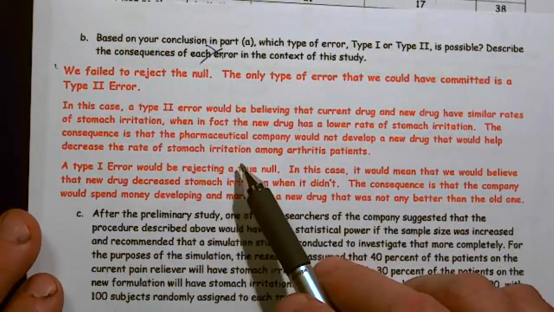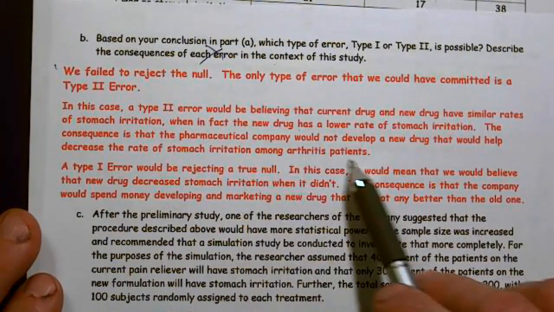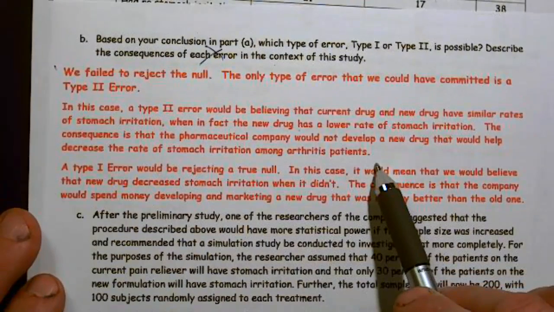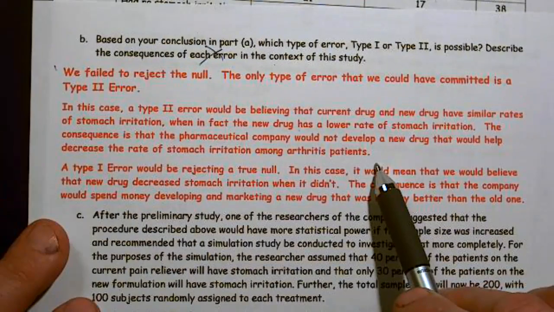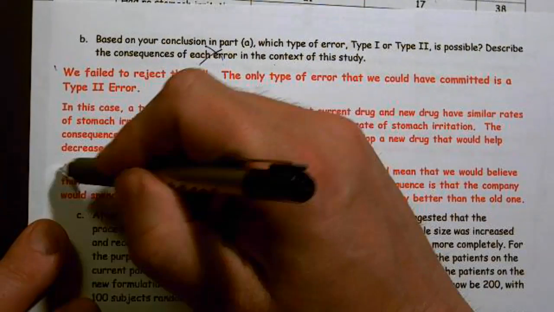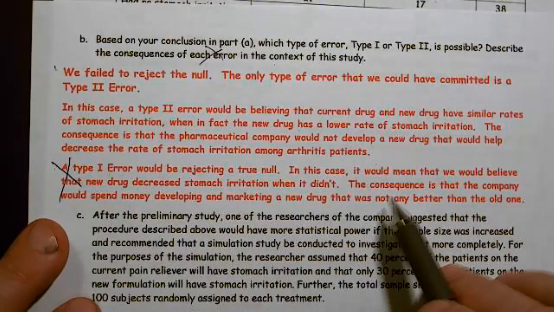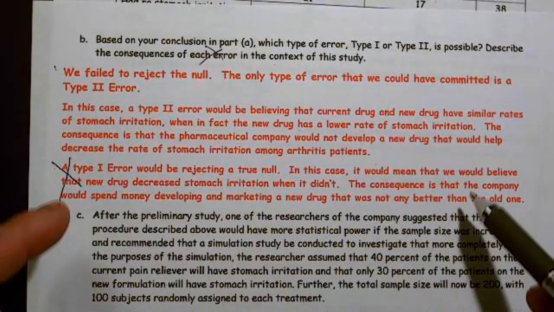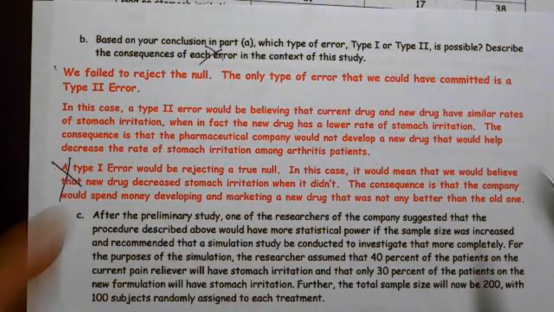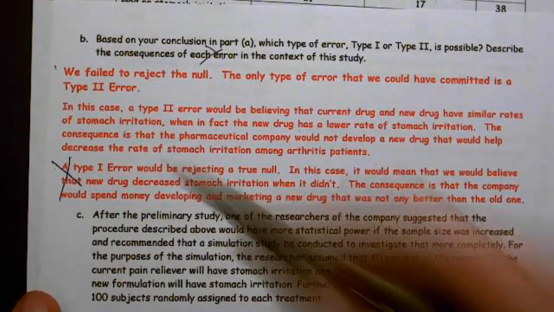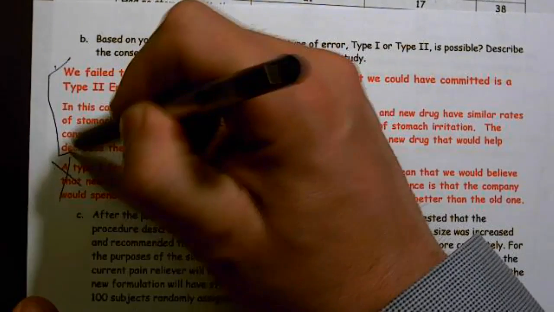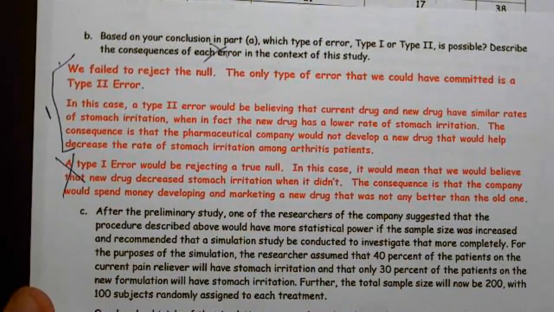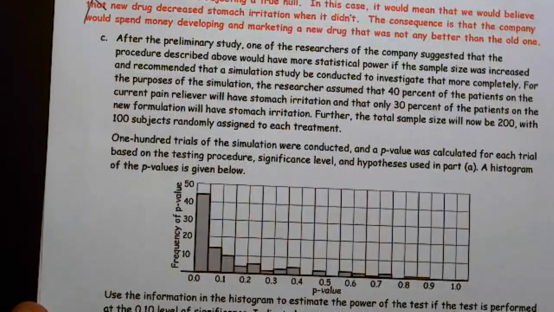The consequence is that the pharmaceutical company would not develop the new drug that would help decrease this rate of stomach irritation among arthritis patients. We did not need to include this. We just had this for our grading rubric if in fact you chose the wrong one, so we could sit there and look at it. Okay, so getting this part right will get you another point, so that's 3 points. And then the 4th point was a difficult one.